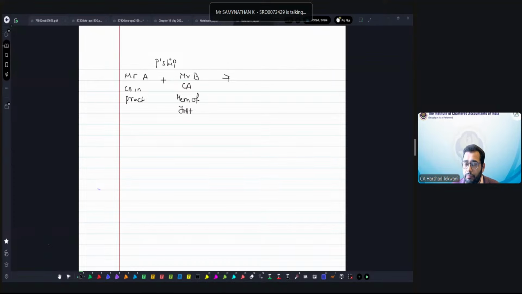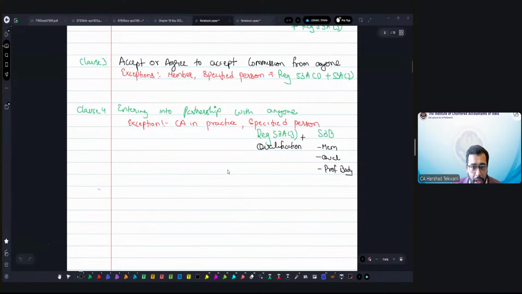No, sir. They are not covered in regulation 53A or B, but it's covered in the main class itself. That class number 4 itself is talking about chartered accountant in practice. Yes, very good. That's where we need to understand the clause in detail. When I specifically say chartered accountant in practice, other than the chartered accountant in practice and specified person, I have specifically mentioned CA in practice over here.